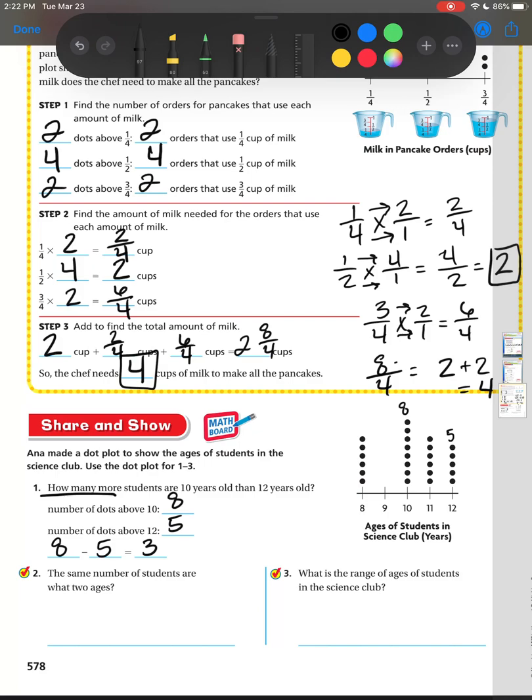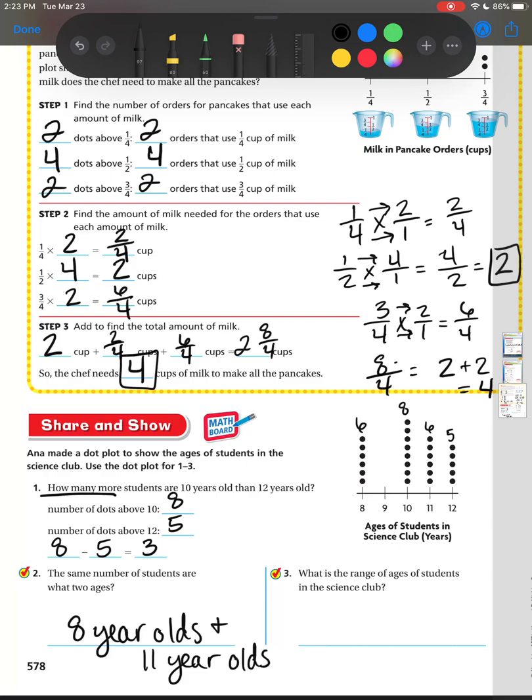The same number of students are what 2 ages? Well, let's take a look. We had 5 12-year-olds and 8 10-year-olds. 11-year-olds have 1, 2, 3, 4, 5, 6 students, and 8-year-olds have 1, 2, 3, 4, 5, 6 students as well. So the 8-year-olds and 11-year-olds have the same number of students.